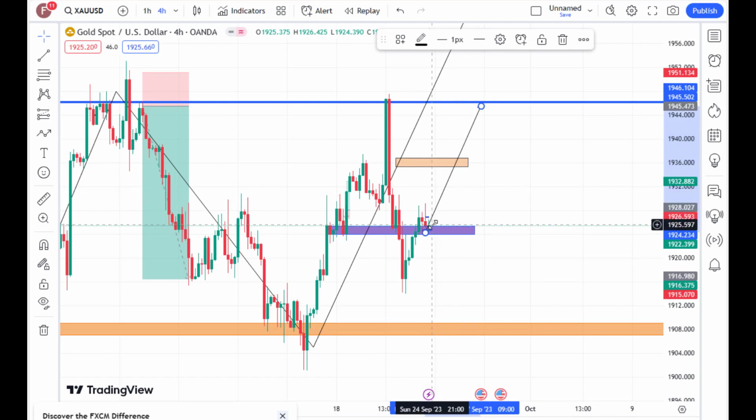We'll be going long for gold. Right, that's for gold. We'll be going long, and there are stop losses, and then we'll be targeting these zones here, one, and targeting these zones there. That is for gold, guys.